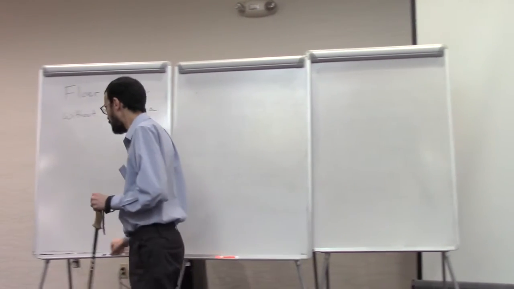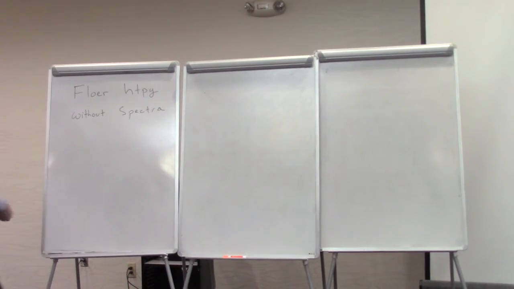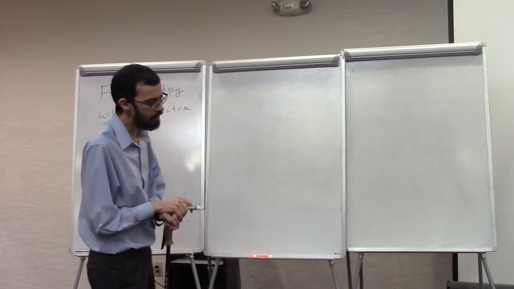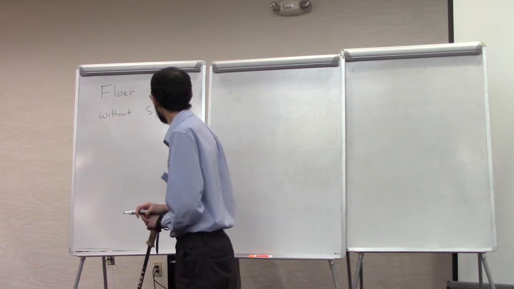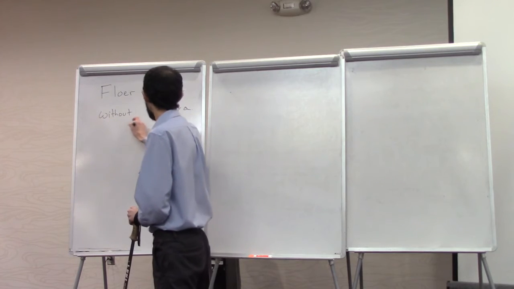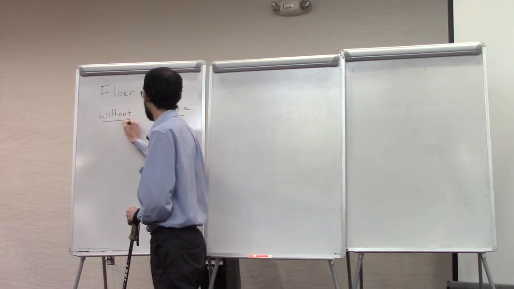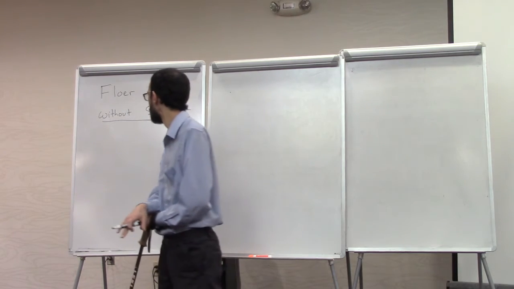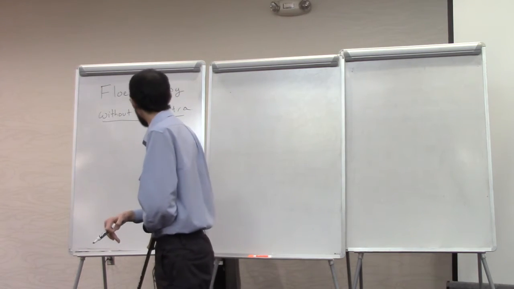So I'm going to talk about Floer Homotopy. And last year I talked about Floer Homotopy as well, and I talked about Spectra a lot. But at some point over the last year, I realized that part of the reason that the subject is essentially incomprehensible is because it's been done from the wrong perspective. And you'll see in a minute what I mean by that.